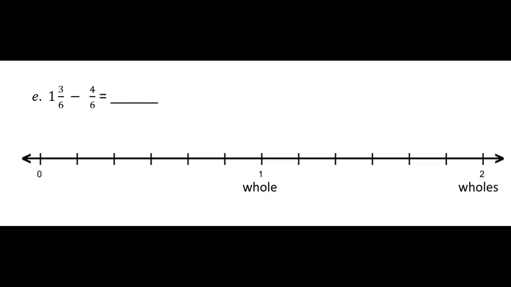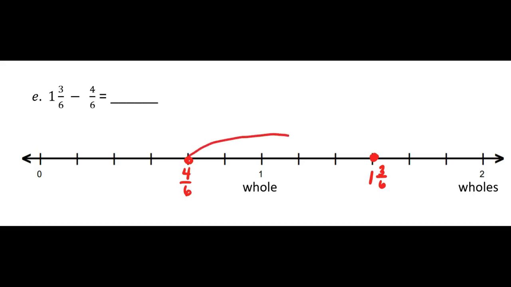Let's do one more problem. This one is 1 3/6 minus 4/6. I'll find each number on the number line. Well, 1 3/6 means I have 1 whole and then 3 sections after that. So 1, 2, 3, here's 1 3/6. And then I need to find the 4/6. So I'll start at the 0, count over 4 sections. Here's my 4/6. Now I just have to find out the difference between the two on the number line.